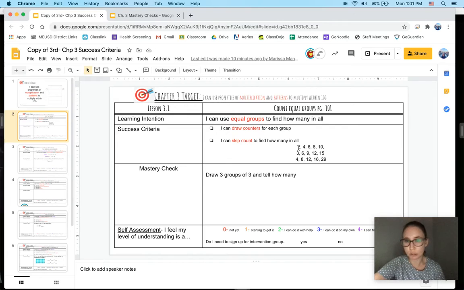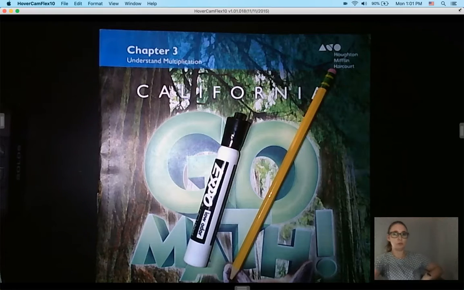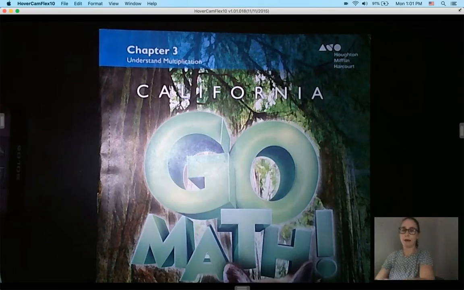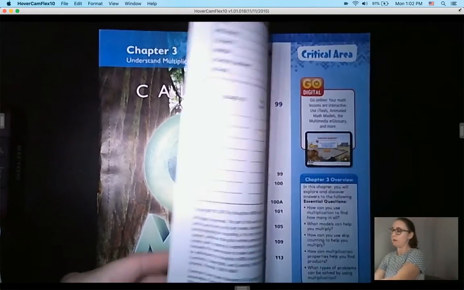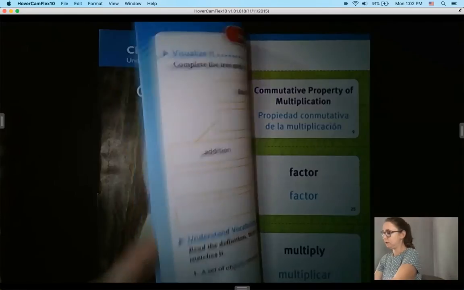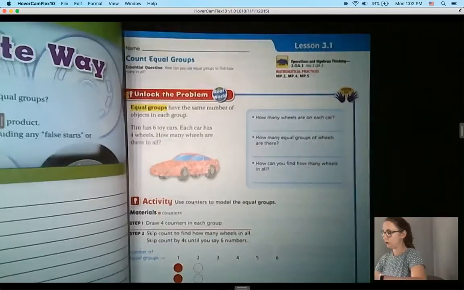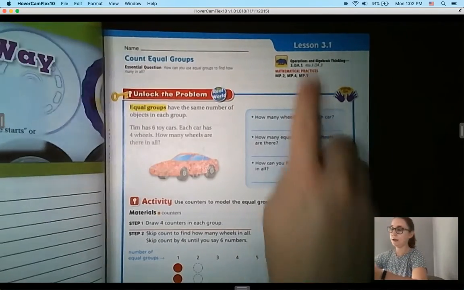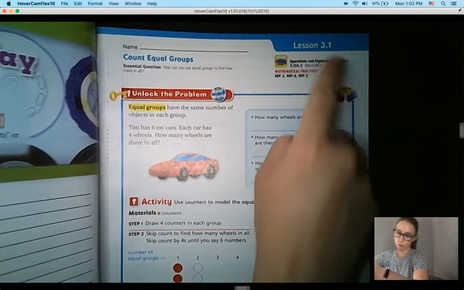So counting by twos, 2, 4, 6, 8, 10. Counting by threes, 3, 6, 9, 12, 15. Counting by fours, 4, 8, 12, 16, and so on, whatever the next pattern might be. Okay. So then let's go to our Go Math book. And we're going to go to page 101, and it says lesson 3.1 at the top.